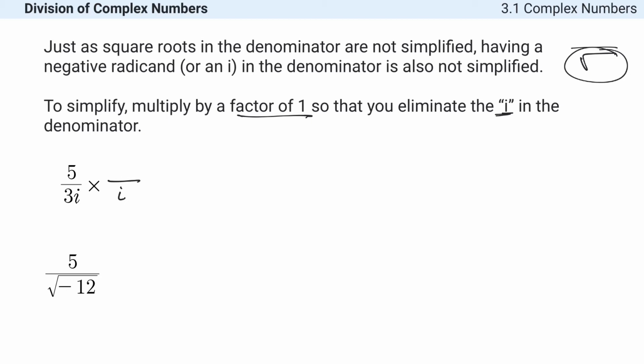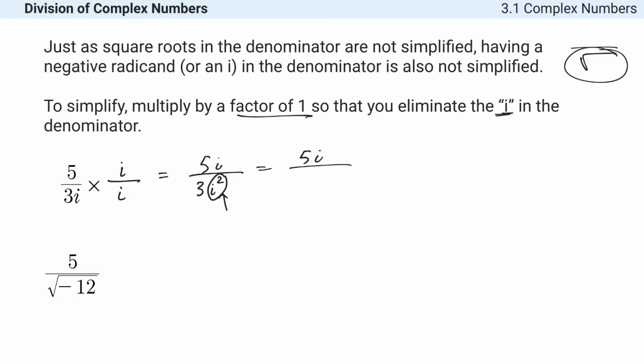So if I multiply the bottom by i, I'll multiply the top by an i. So I'll get 5i over 3 times i, which would be i squared. And like we said, you could think about, oh, maybe I could cancel the i's here, but you don't want to do that, because i squared, you want to make that into a negative 1.